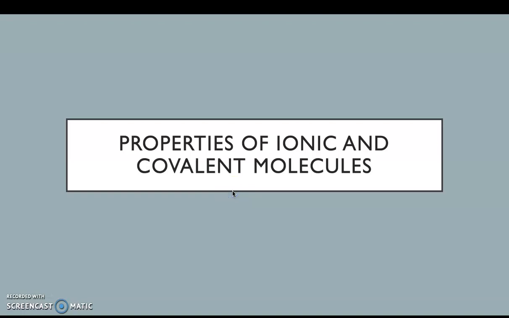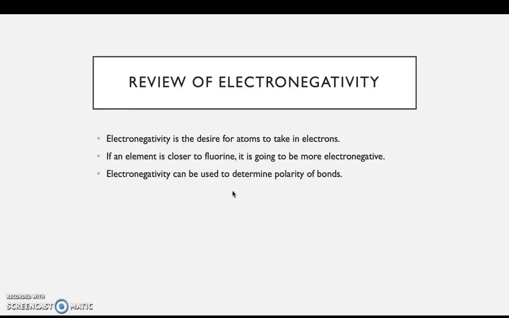Okay, today we're going to be looking at properties of covalent bonding and ionic bonding and how that leads to some physical properties that we can see in these types of molecules. So first I want to do a little review of the two reading assignments that you did.